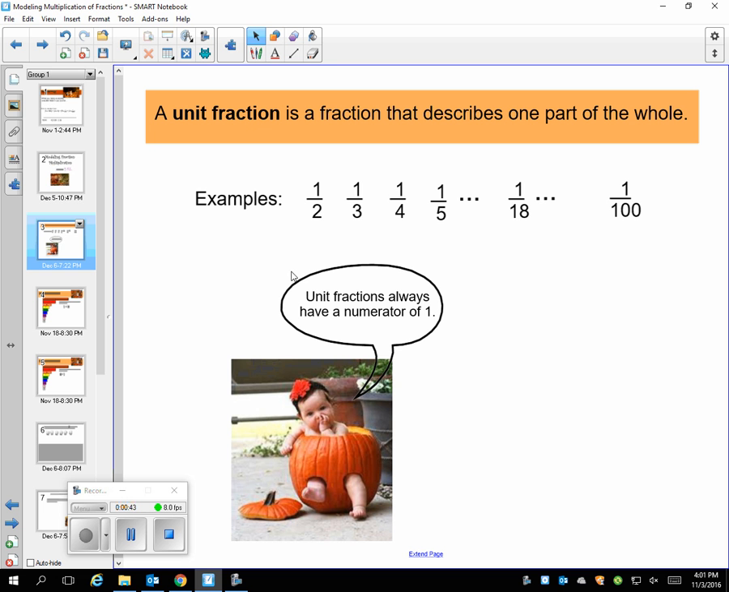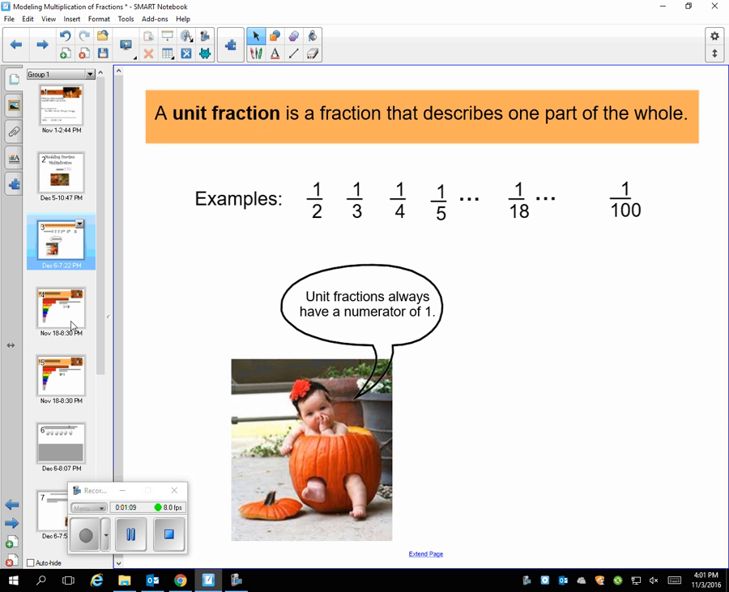In the TEK, it stated that we'll be multiplying a unit fraction by a whole number. A unit fraction is a fraction that describes one part of the whole. For example, 1/2, 1/3, 1/18, even 1/100th. A unit fraction always has a numerator of 1, so 1 unit.